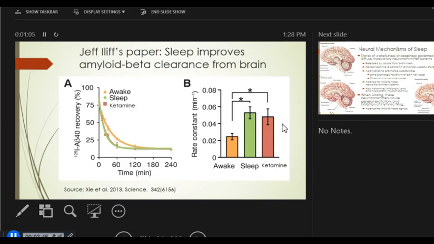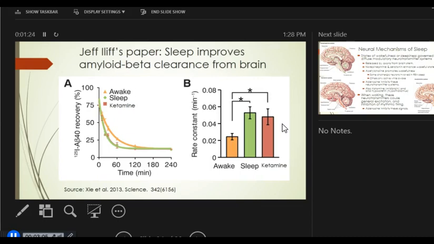And there's 3 different treatments. There's an awake treatment, so they're doing this and monitoring while the mouse is awake. This is during sleep. And then this is ketamine. So ketamine's an anesthetic, and I think they're using it as a positive control for sleep. You don't have to worry about the ketamine line, really.